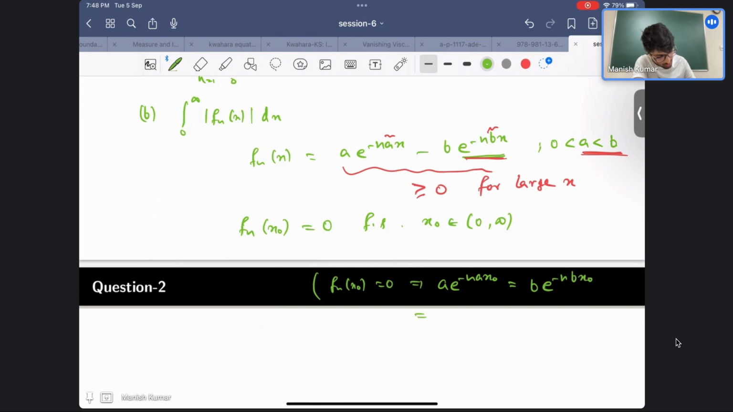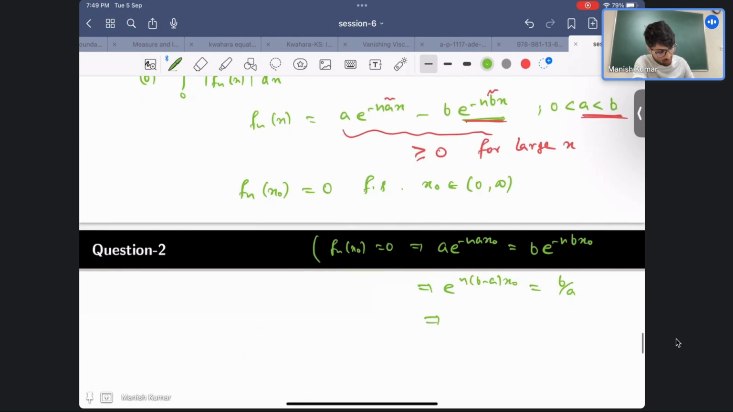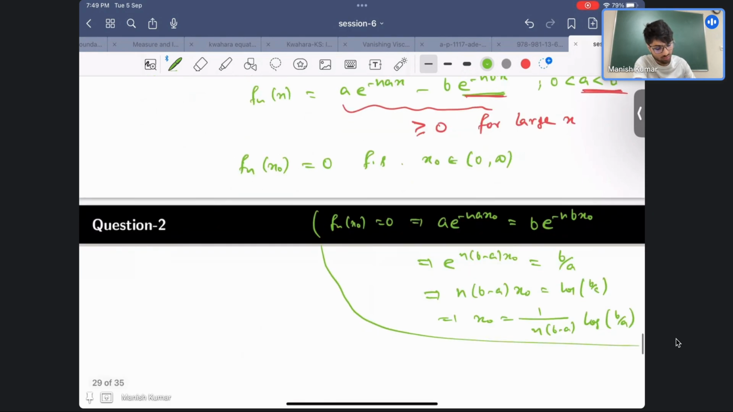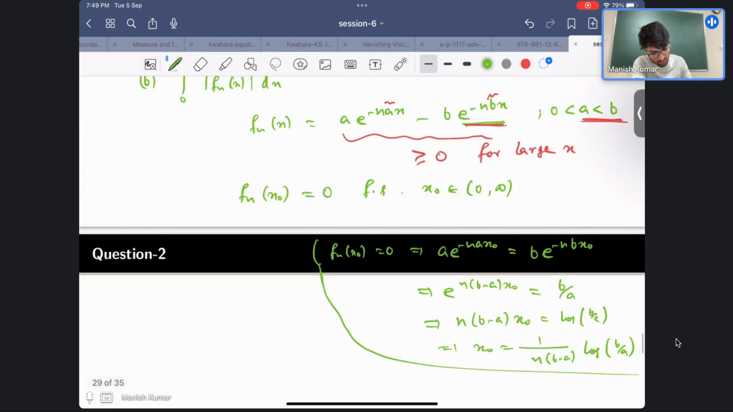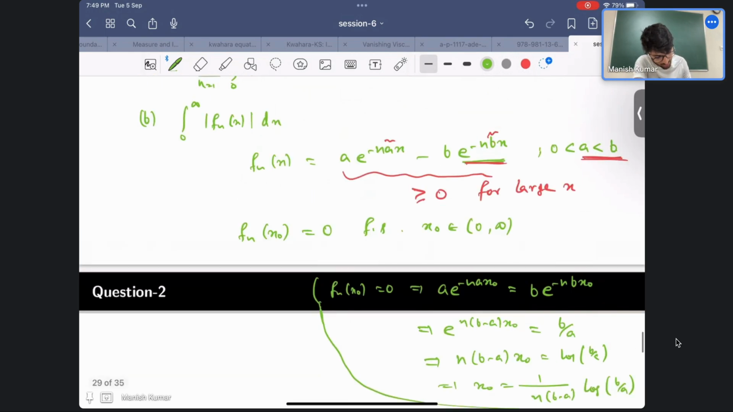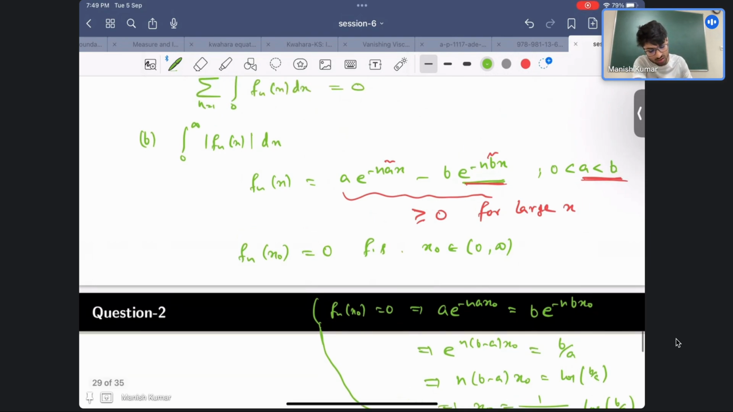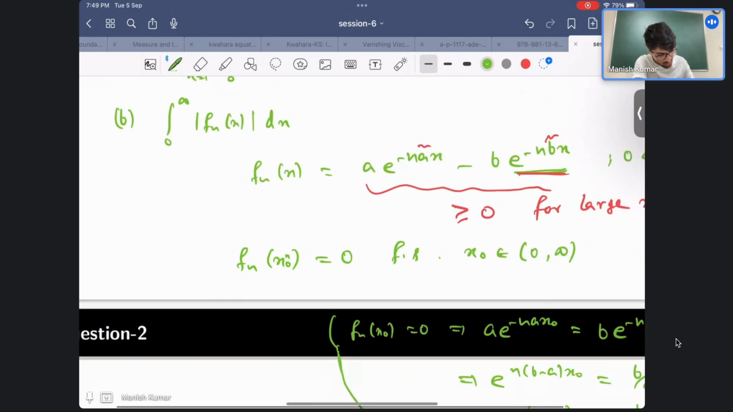Then you will get e^(n(b-a) x naught) equal to b by a. Then you can just use the log function. You will get log of b by a, and x naught will be 1 by n(b-a) times log of b by a. I have calculated it, but this is the way you can calculate this x naught. So fn of x naught will be 0 at some point. I don't know whether I should write x naught or not, because this x naught depends on n, so it's better not to write it in this fashion. So far we are not considering the summation, so at this level I can write x naught. If you want, you can put an index here, so this is x naught of n.